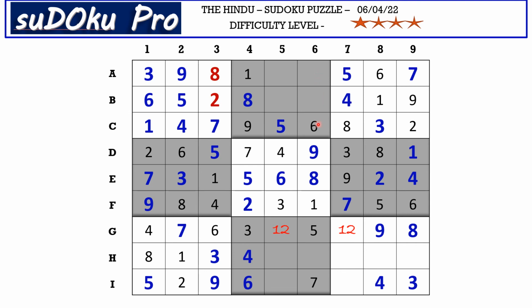In column 6, there are 3 empty cells and the missing numbers are 2, 3 and 4. In H row, there is 3 and 4 blocking this cell. So H6 takes 2. The balance numbers are 3 and 4. There is a 4 blocking here. So B6 takes 3 and A6 takes 4. This 2 here cancels out the 2 here. So G5 is now 1 and G7 is 2.